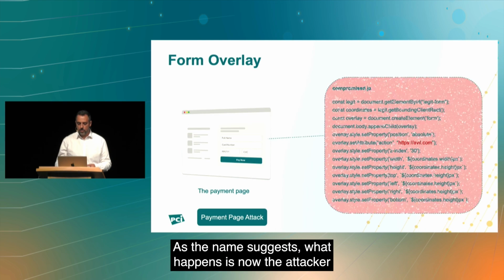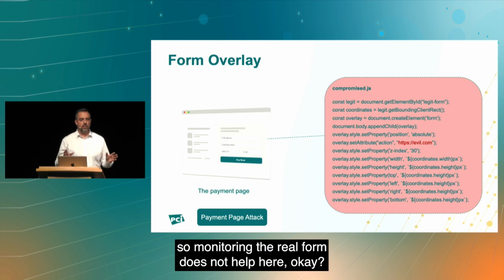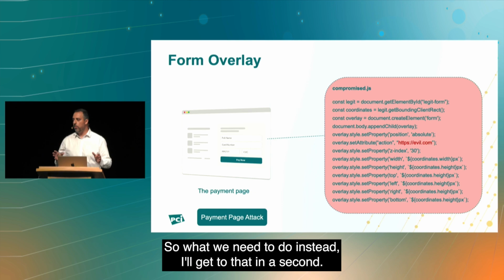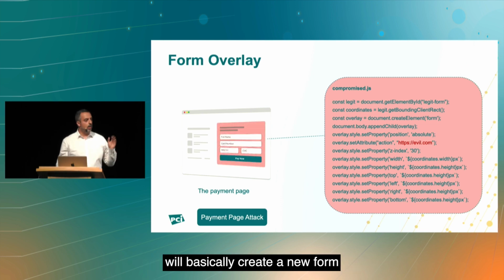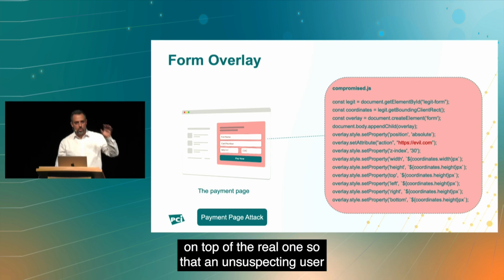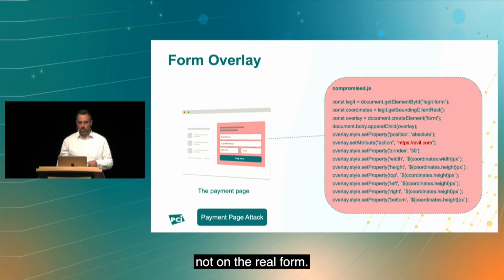Scenario number 2, form overlay. As the name suggests, what happens is now the attacker is not even targeting the real form. So monitoring the real form does not help here. Okay, so what we need to do instead, I'll get to that in a second. Before that, let me explain the attack. So basically, some compromised script will create a new form and will perfectly align that new form on top of the real one, so that an unsuspecting user will enter the data in the overlaid form, not on the real form.